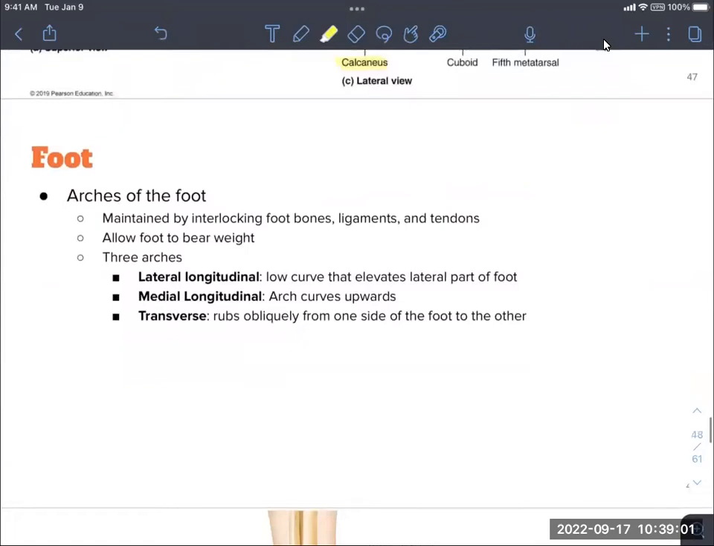So in our foot, we have different arches. There's technically 3. We have a lateral longitudinal, a medial longitudinal, and a transverse arch. They all serve different purposes to help your foot keep the bones in the position they're in, to help with moving. They help with weight bearing, because your feet are carrying the weight of your entire body. So those arches kind of help hold that weight.